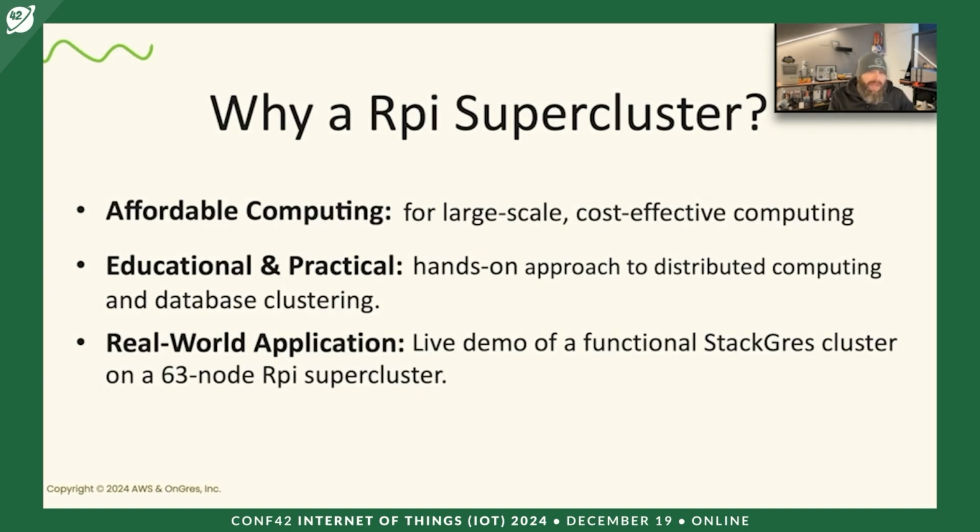Why did we do this? First of all, it's supposed to be affordable computing, and we will see as we go into the session that it's not quite the case. It's much cheaper than having big servers out there and a lot of compute, but even though, it's a cost that we need to afford. Also, from an educational and practical perspective, we wanted a hands-on approach to distributed computing, and we've been learning the hard way, to be honest, and you will see it throughout the lessons that we're going to share with our audience today. But also, we wanted a real-world application, a live demo of a functional StackGres cluster running on 63 Raspberry Pis.